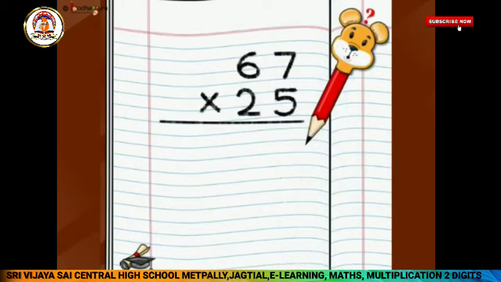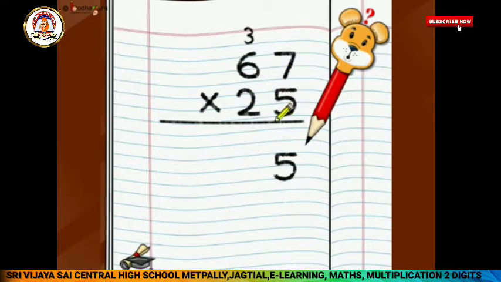Let's take another problem. Let's say this time we would like to do 67 multiplied by 25. Okay. So we'll start with the first digit of the multiplier, which is 5. 5 sevens are 35. So 5 we write here and 3 we put in the carry position.